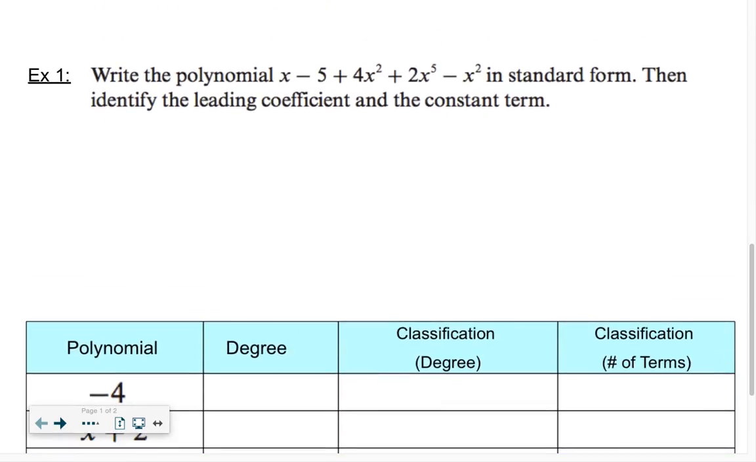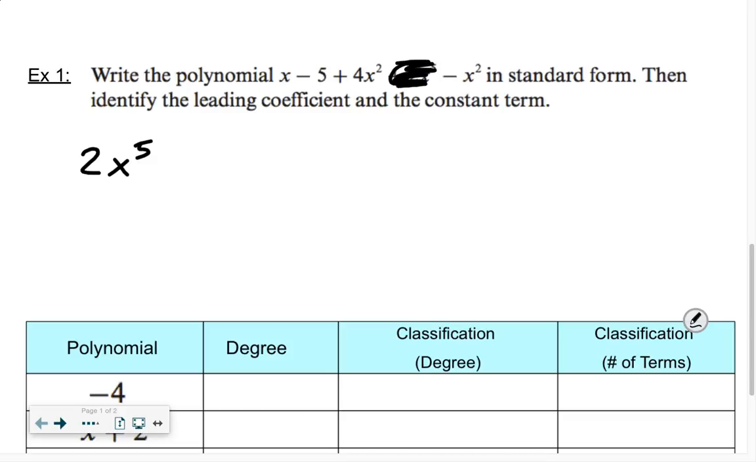So let's go ahead and do that for example number 1. So they're going to give us a polynomial. We want to write it in standard form. We want to identify the leading coefficient. We also want to identify the constant term. So first things first, I always start by identifying the highest exponent, which is going to be 2x to the 5th. And it's a positive 2x, so I keep it positive.